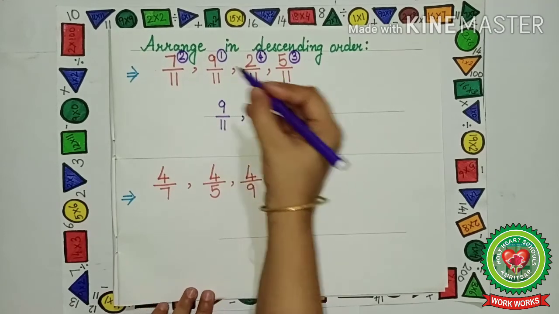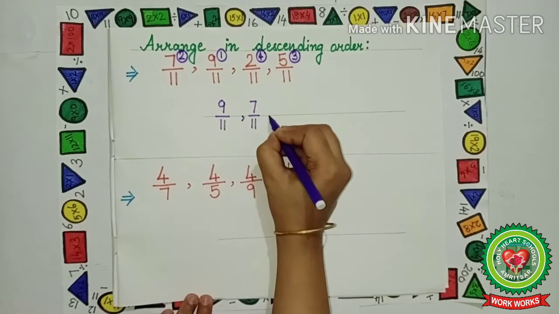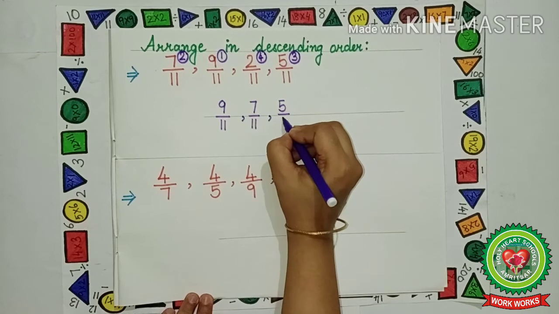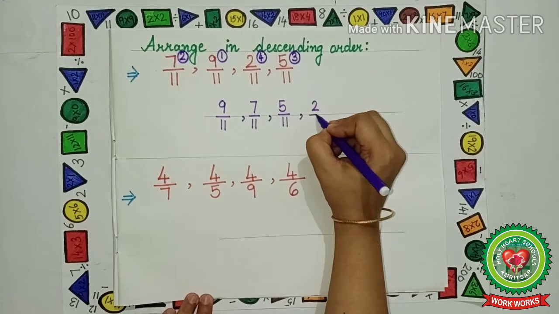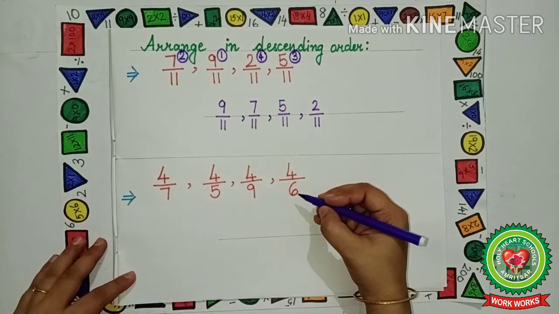Then 7 upon 11. Then 5 upon 11. And the last one is 2 upon 11. Now let us look at the next one.